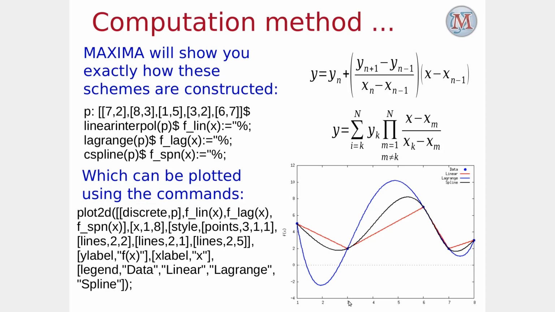So Maxima will do this, and you can see here now that if you were to try and compute a value in between any of the data points, they will give you very different answers. So don't expect each of the interpolation methods to give you the same answers; they will give significantly different answers, as we'll see moving forward.